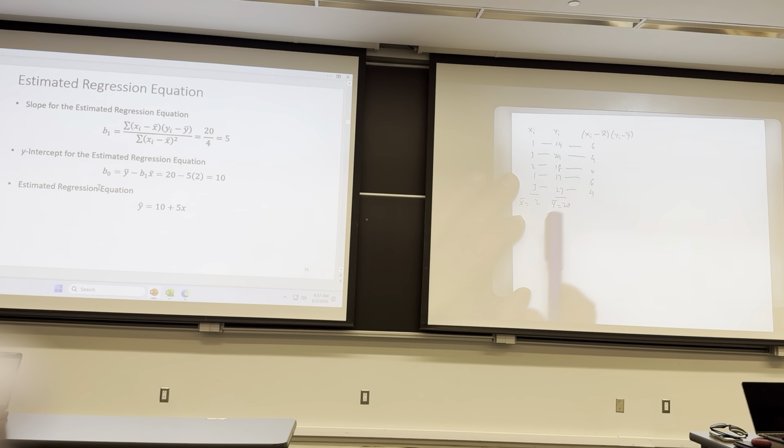How did I get 6? 1 minus 2 is 1. 14 minus 20 is 6. So 1 times 6 is 6. Okay, that's how I got this number.